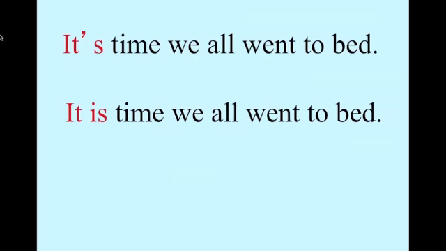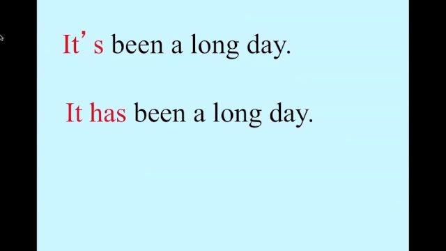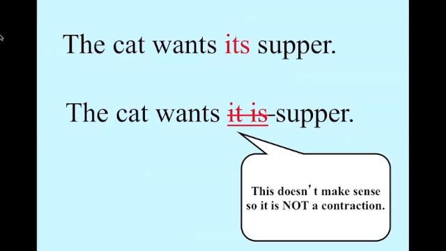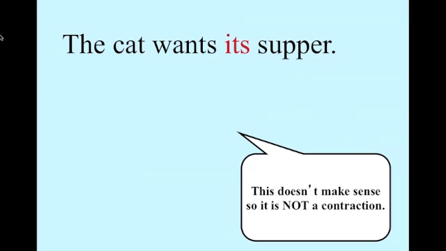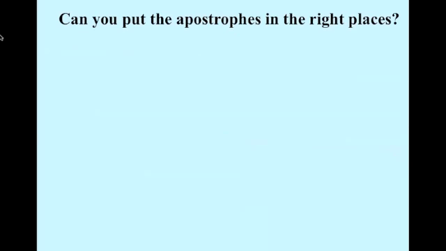It's time we all went to bed means it is time we all went to bed. And it's been a long day means it has been a long day. The cat wants its supper is not the cat wants it is supper. This doesn't make sense, so it's not a contraction. Don't do it. Okay, can you put the apostrophes in the right places?